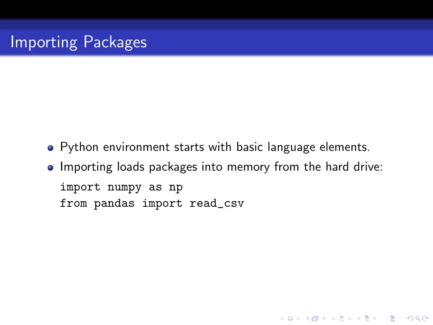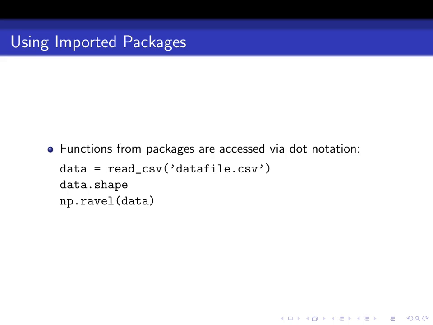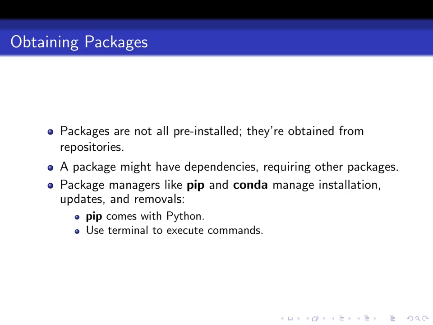When you start a Python environment, you're initially equipped with basic language elements. Importing packages brings additional functionality into memory from your hard drive. Here, we see how to import numpy with an alias and read a specific function from pandas. Once imported, using these packages is straightforward with dot notation. Here, we're reading a CSV file into a data frame, checking its shape, and using a numpy function to flatten data.